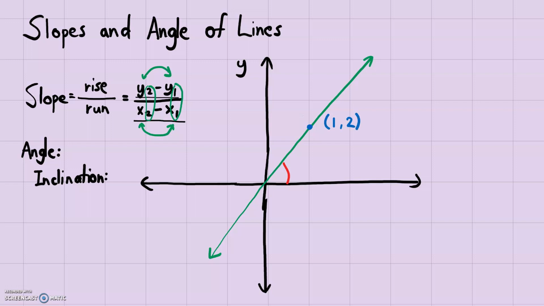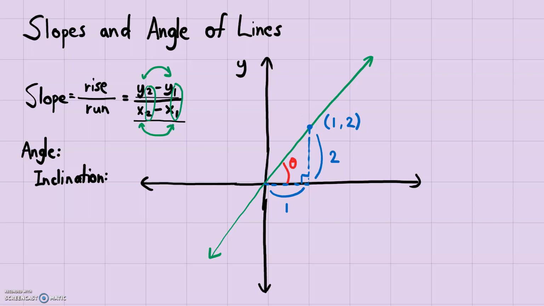Okay, then if you can construct from that point to the x-axis and to this line, you can construct a right triangle like this. And for this right triangle, this length right here would be 2. This length right here would be 1. And since it's a right triangle, you can use the trigonometric functions to find what this angle would be right here.